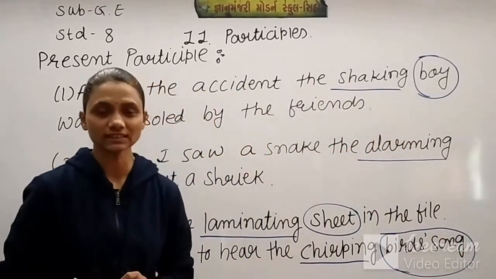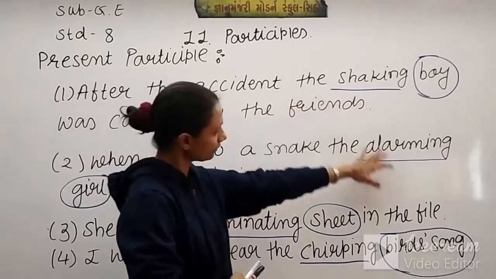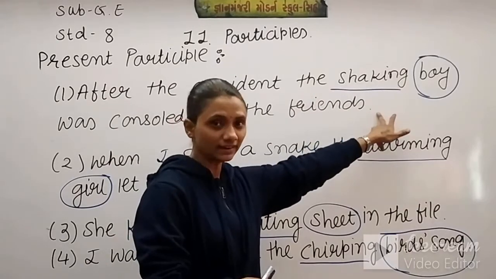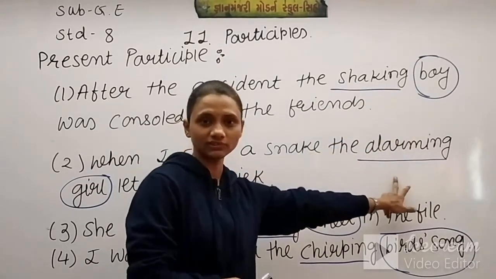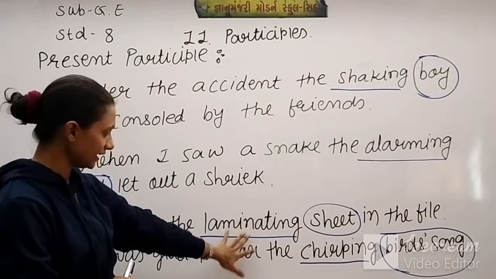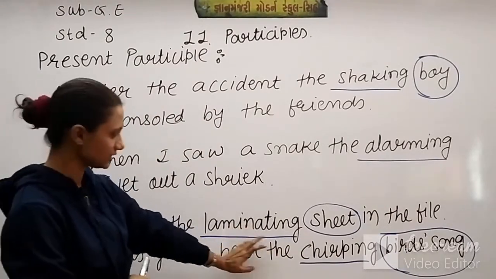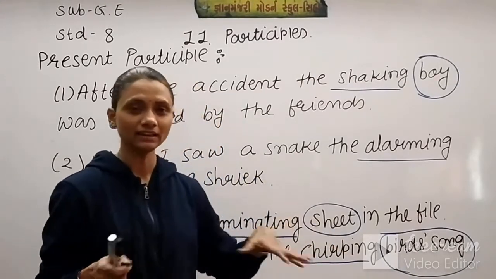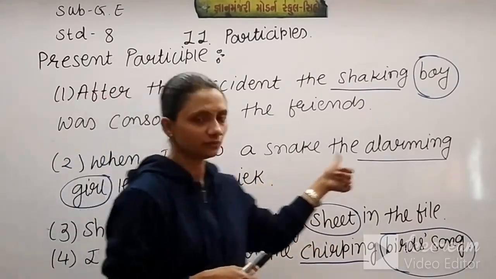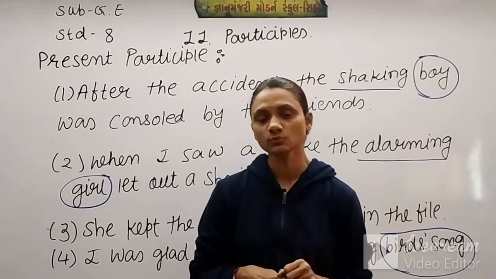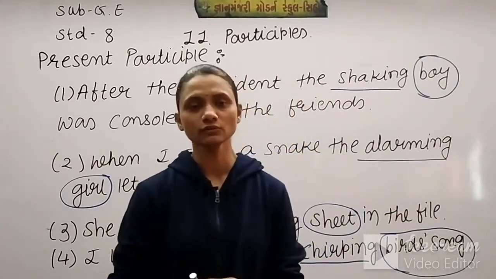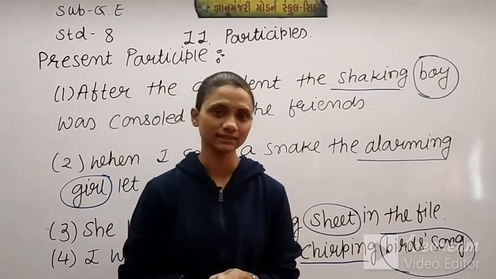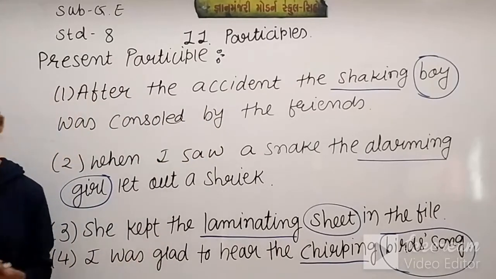So as you can see, student, these underlined words are with ing. Shake is a verb, we added ing here. Alarm is a verb, we added ing here. Laminate is a verb, we added ing here. And chirp is a verb and we added ing here. So with the adding of ing, the verb becomes a participle which modifies a noun or which is used as a verb or as an adjective in the sentence. Please note down these four sentences.